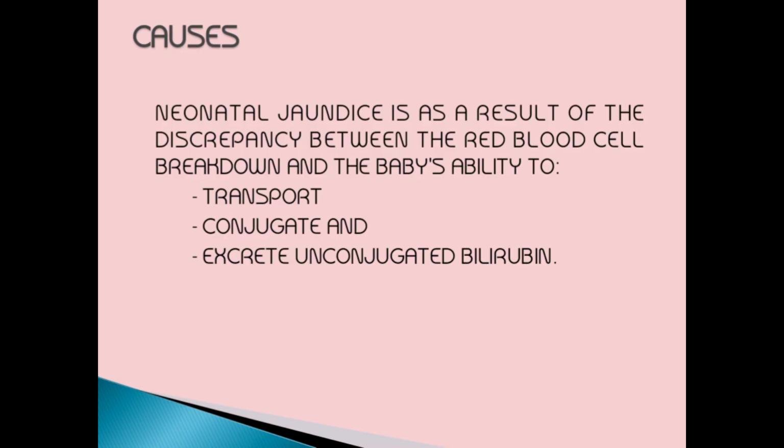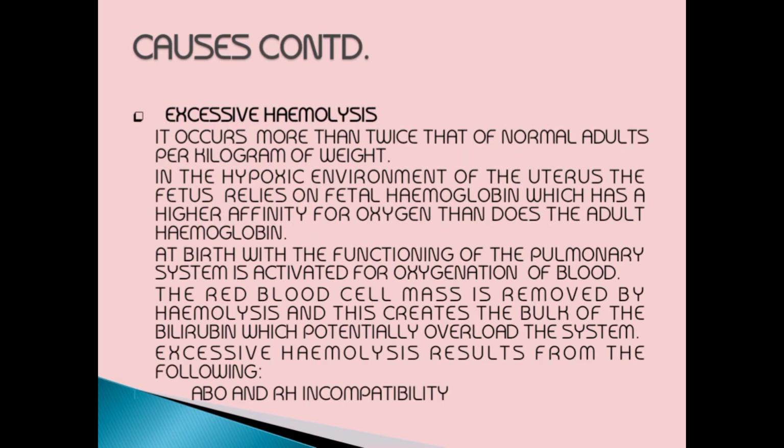Excretion of unconjugated bilirubin. If this unconjugated bilirubin is not excreted, and we know it cannot be excreted because it is fat soluble, it will start causing the yellowish discoloration of the mucosa, the sclera, and all that. So these are the causes of jaundice. Now we try to talk about them in a well arranged, synchronized manner.